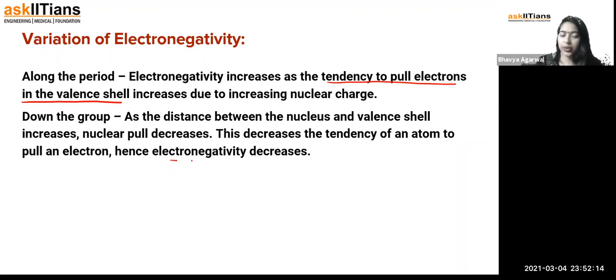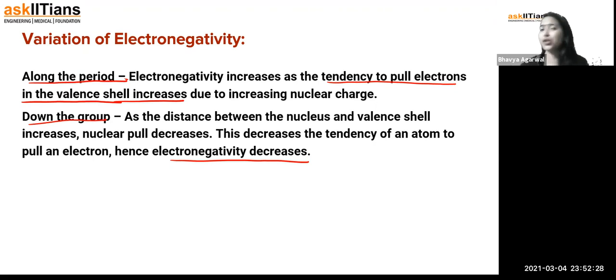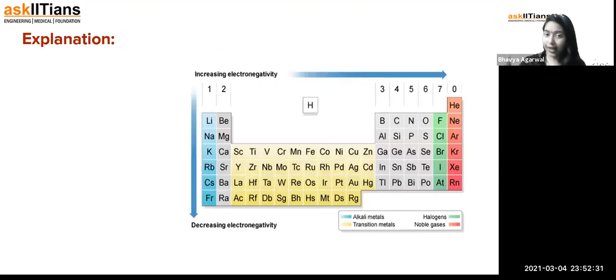It decreases down the group and increases along the period. As simple as that. You can directly relate it to the non-metallic character: as the non-metallic character increases, electronegativity increases. So this is the trend, right? Because non-metals have a high tendency to pull the electrons or to gain electrons. It just needs one electron. So yes, it has a higher tendency to pull the electrons all by itself.